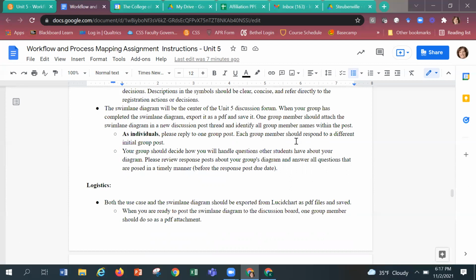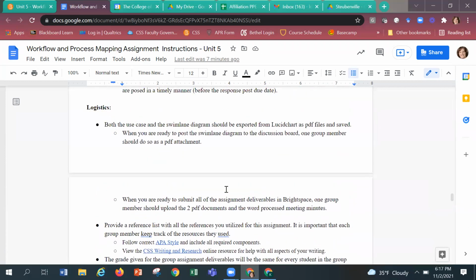Since there's only 3 groups and you have such small groups, this should be pretty straightforward, I would think. And then of course, your group should decide how you will handle questions that other students have about your diagram, okay? And how you're going to address those within the discussion forum.